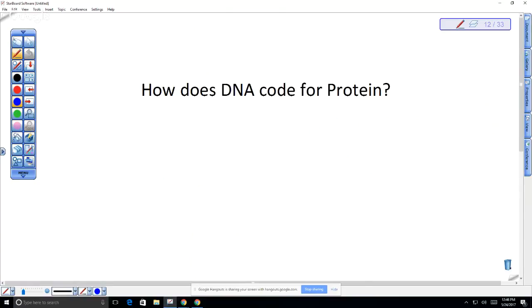Okay, so the question is, how does DNA code for protein? And in order for us to know how it codes for protein, we have to look at the genetic code. And the genetic code is universal. Which means that you could take a gene from a plant and stick it into one of my cells, and my cells would be able to read that information. So that's the genetic code.